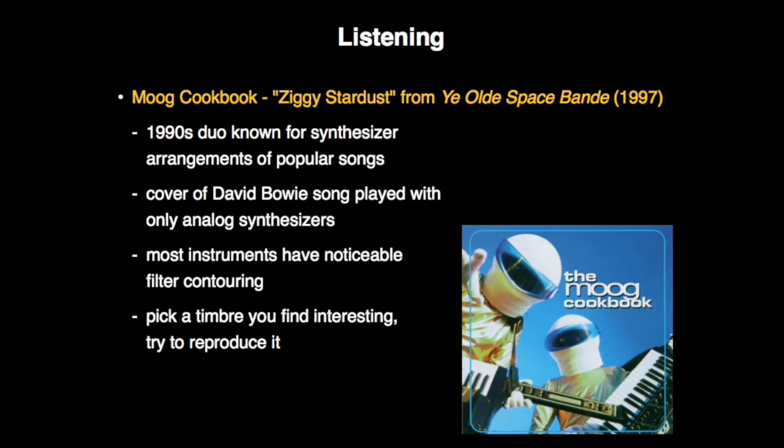It's a cover of the David Bowie song Ziggy Stardust, and they're playing the entire piece on analog synthesizers. And the reason I picked this song in particular is because almost all of the instruments have very noticeable filter contouring. So when you listen, you'll hear a lot of instruments that have this wow, wow sound. And that's the filter contouring. That's the envelopes being applied to the filters, giving each instrument this wow, wow sound with every note that it plays. So let's listen to a little bit.